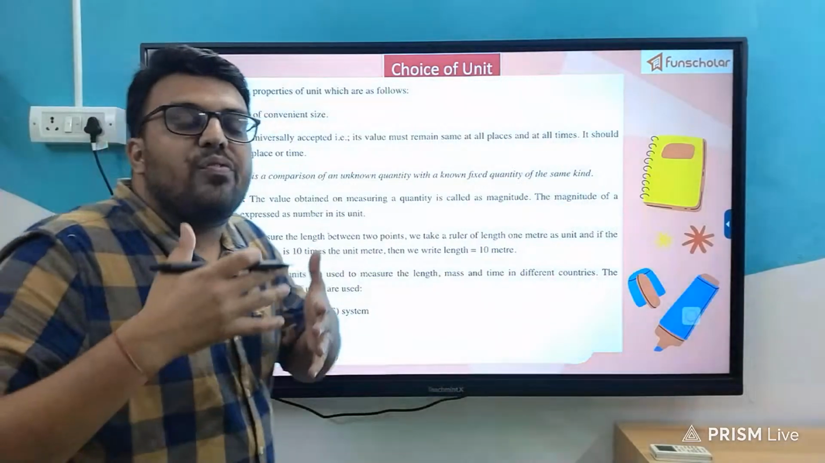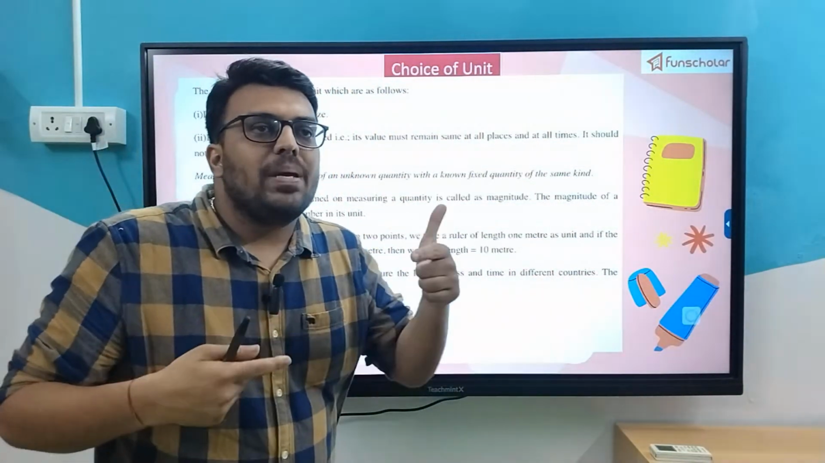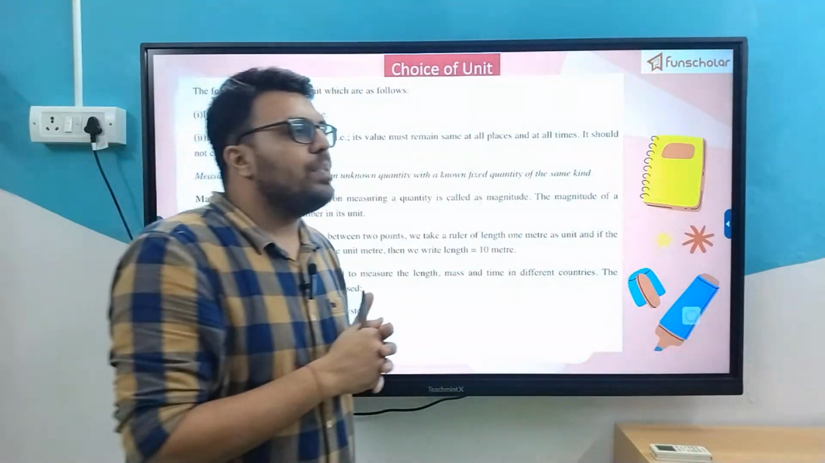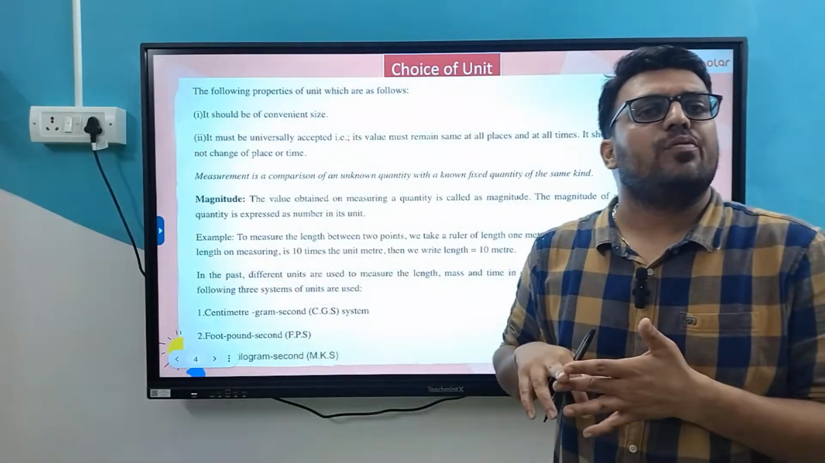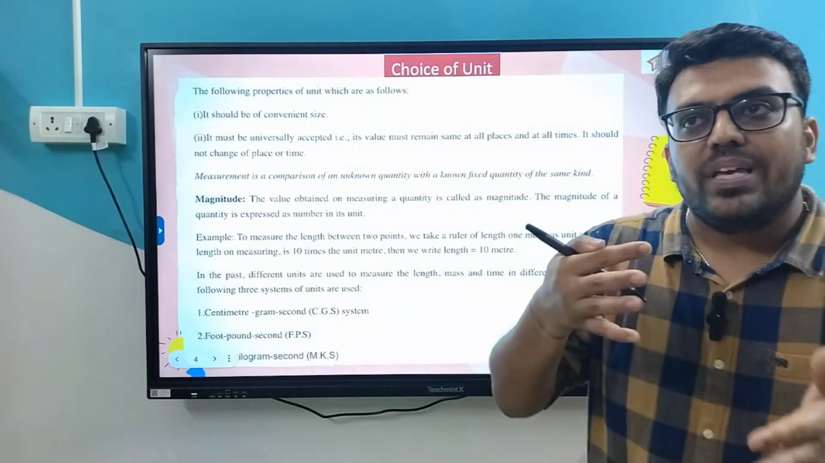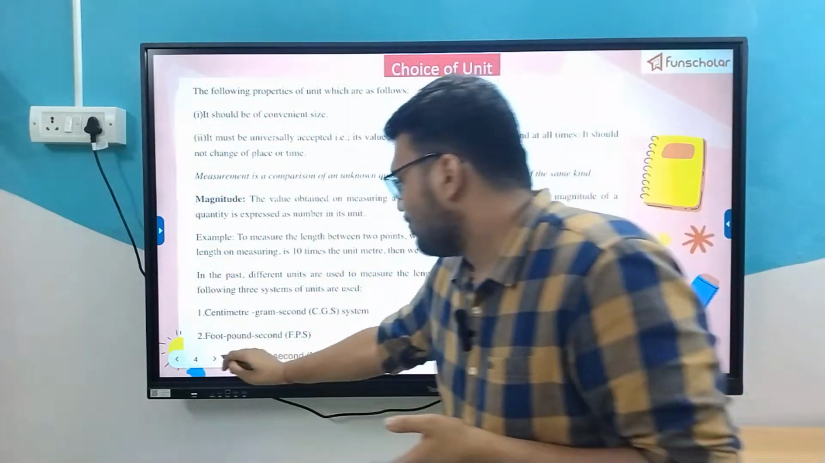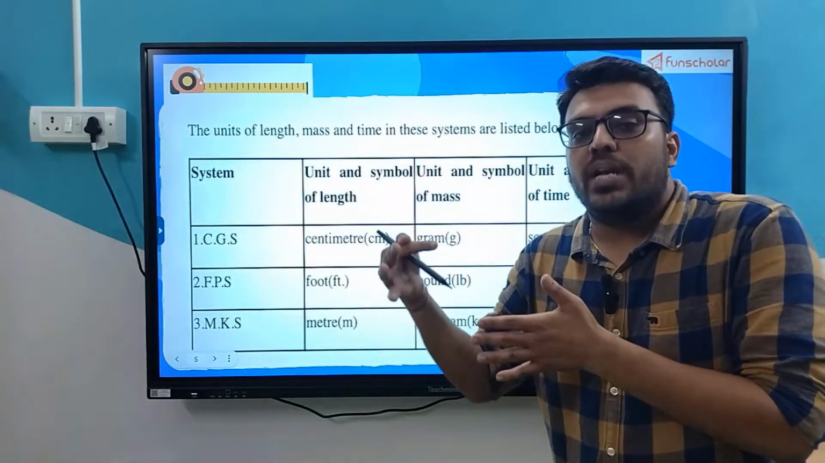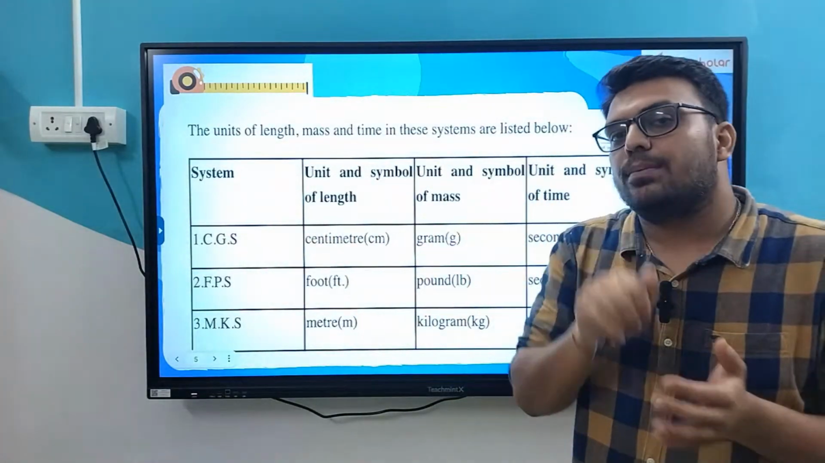Now there were different systems of unit. Like to measure mass, some people were using different units like gram, some people were using pound, some people were using kilograms. Similarly, for length, someone was using foot, someone was using meter, someone was using centimeters. So there was a difference in the type of measurement, in the unit of measurement. So we can say that on the basis of the units people were using for measurements, there were basically 3 types of system.